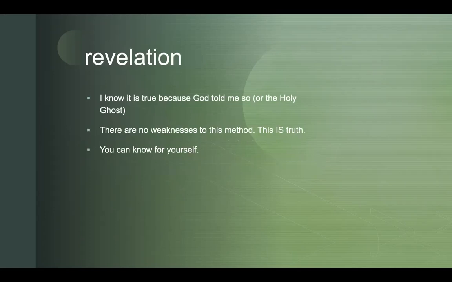Revelation is basically the method where you know something is true because God told you so, or the Holy Ghost told you so. There are no weaknesses to this method. This is the way to find the ultimate truth. Here you can know for yourself. Everyone can know for themselves. You don't have to rely on an authority.